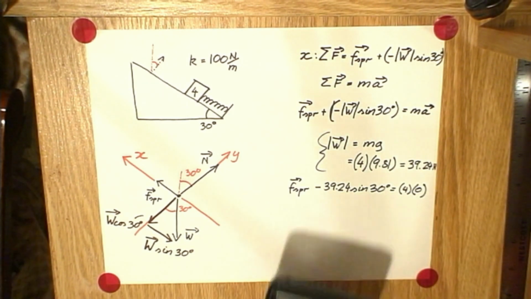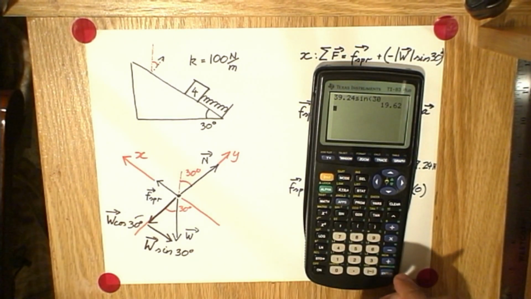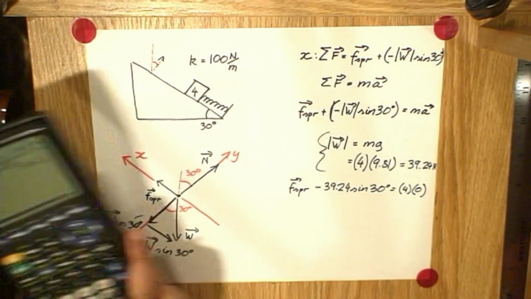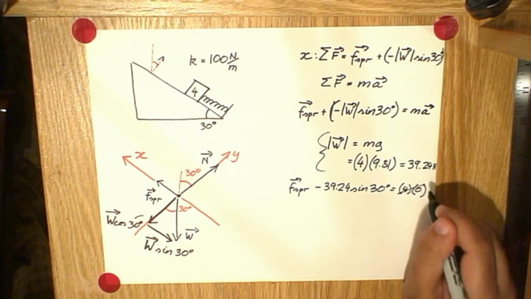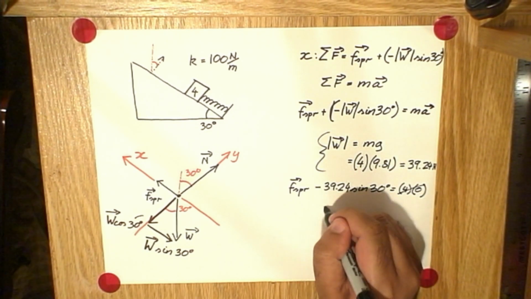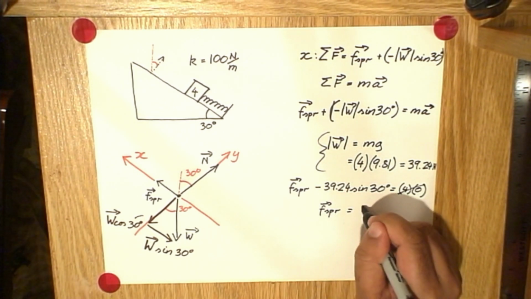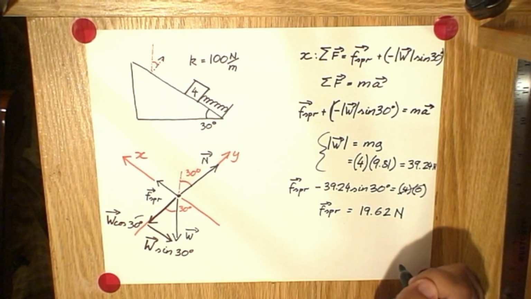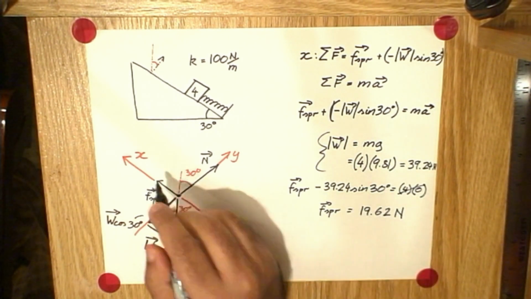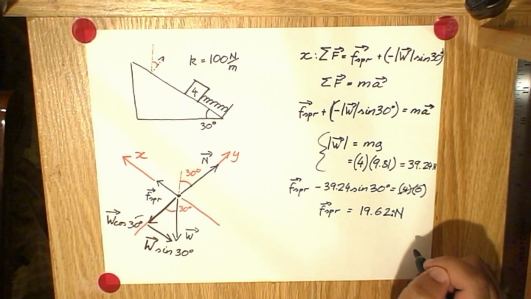Now, 39.24 times the sine of 30 degrees gives us 19.62. So if I simplify this, the right side becomes 0, and I can move this to the other side to say that the spring force is equal to 19.62 newtons. And this would be pointing, by the way, in the i hat direction.